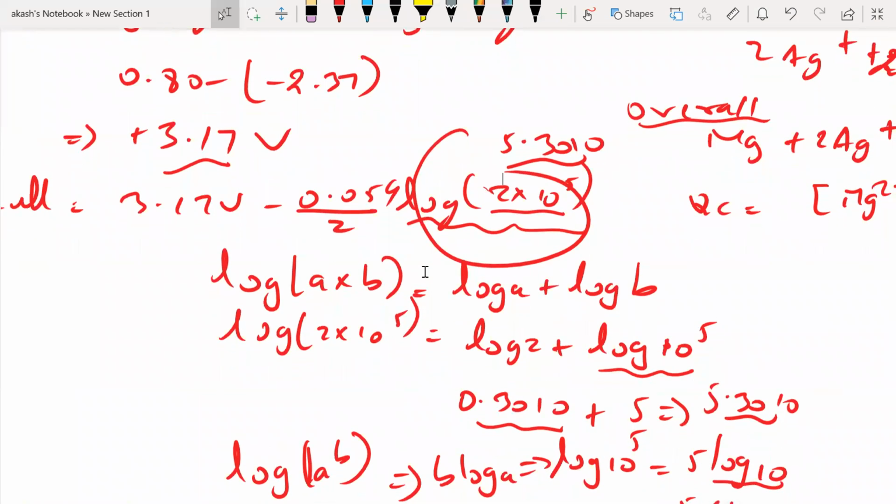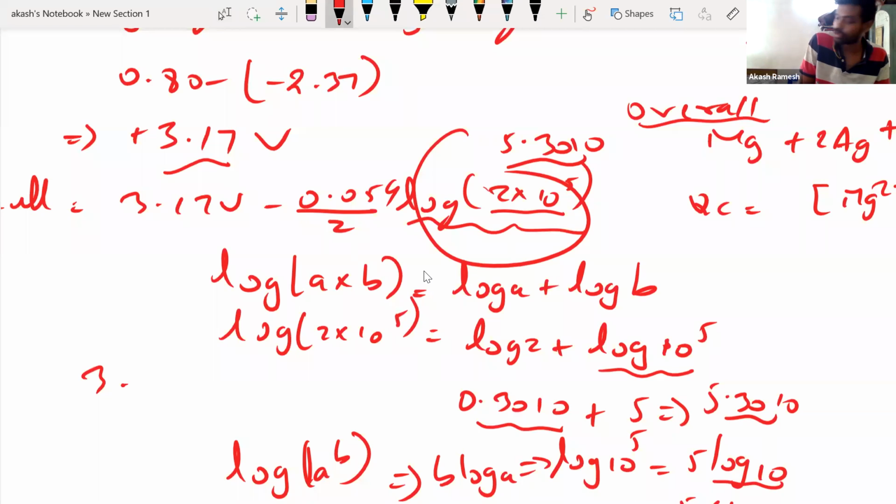This is the short answer, like 119th question. Sir, how did 2 into 10 to the power 5 come, sir? Shouldn't it be 2 into 10 square, sir? One second, I'll come back to that. I'll tell you the answer first. The answer is 3.0134 volts. Okay, 3.0134 volts. Anybody got this answer?